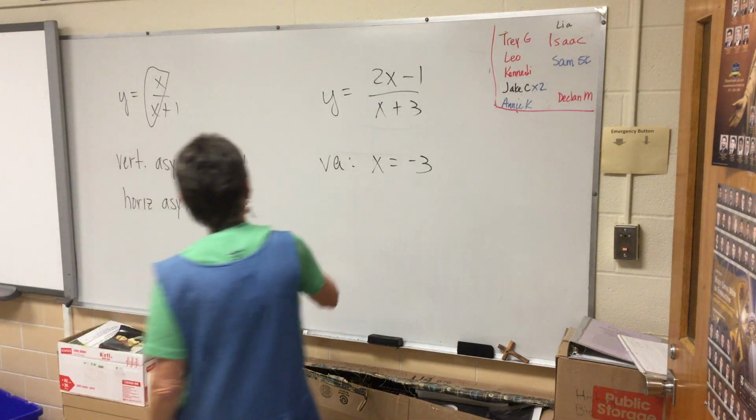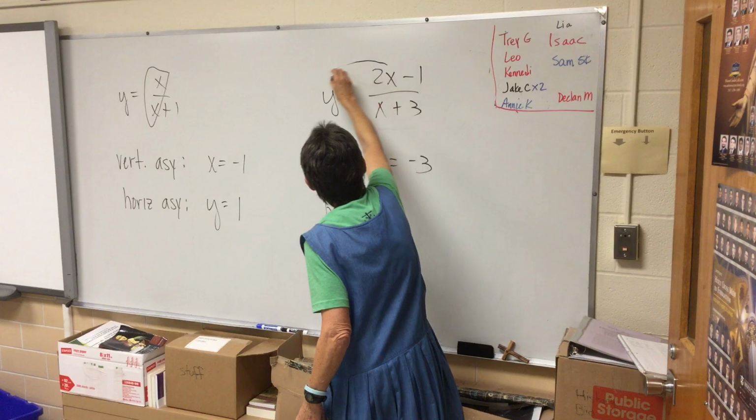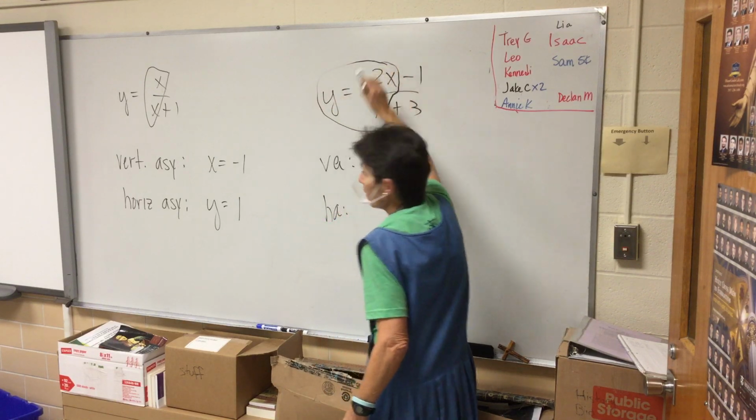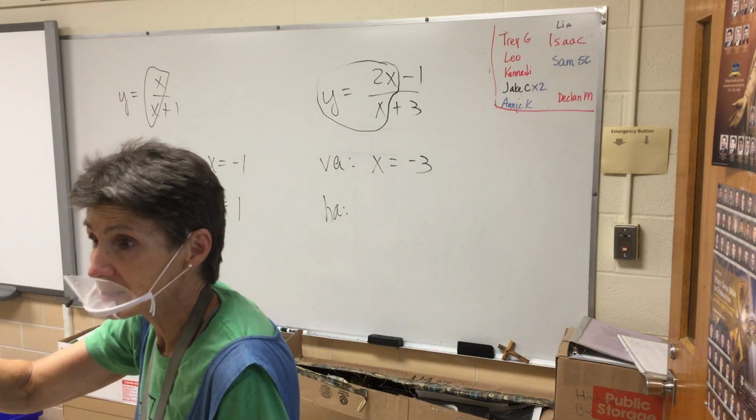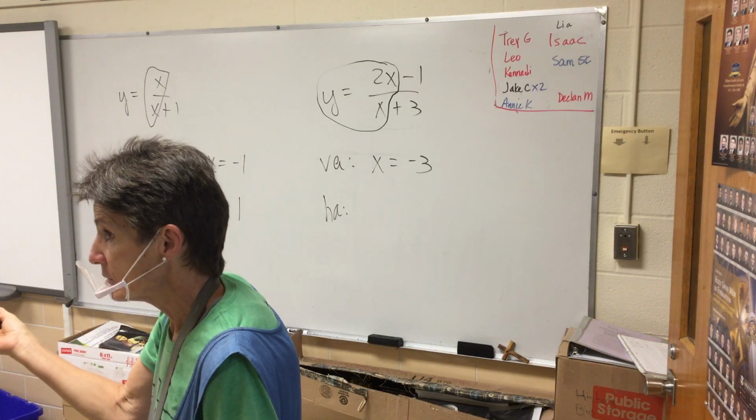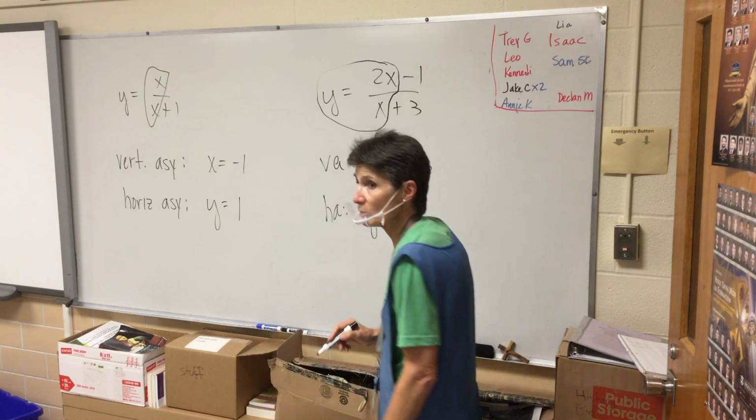Now, what's our horizontal this time? Remember, we're only looking at the x parts. So now we have 2x over x, which reduces to 2. So your horizontal asymptote is y equals 2.